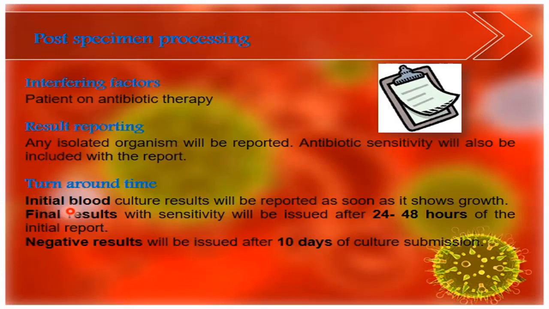Turnaround time: the initial blood culture result will be reported as soon as it shows growth. Final results with sensitivity will be issued 24 to 30 hours after the initial report. Negative results will be issued after 10 days of culture submission.